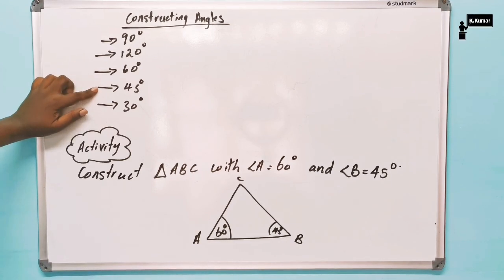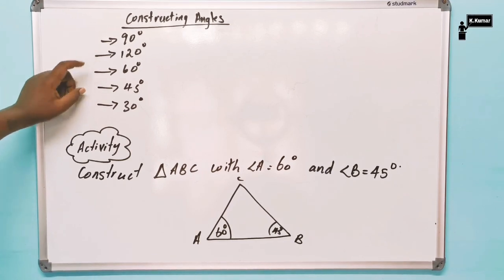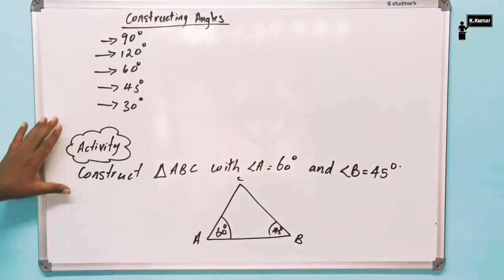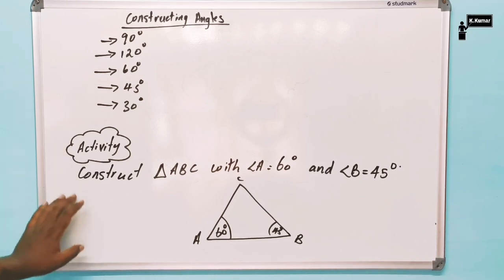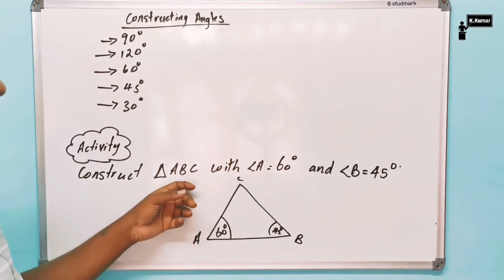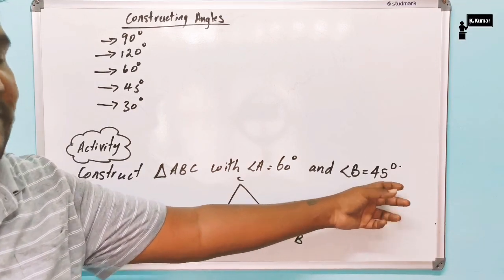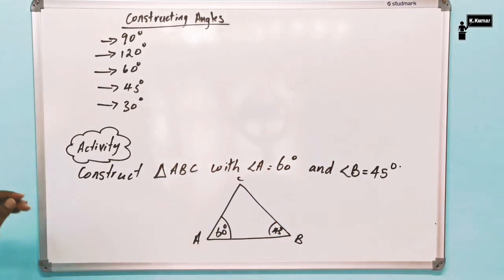To get the 45, we have to construct a 90-degree angle first and then bisect it. To get the 30-degree, we have to construct a 60-degree angle first and then bisect it. I have a little activity here for you. You have to construct triangle ABC with angle A equals 60 degrees and angle B equals 45 degrees. And I just give you a little sketch of what it should look like.